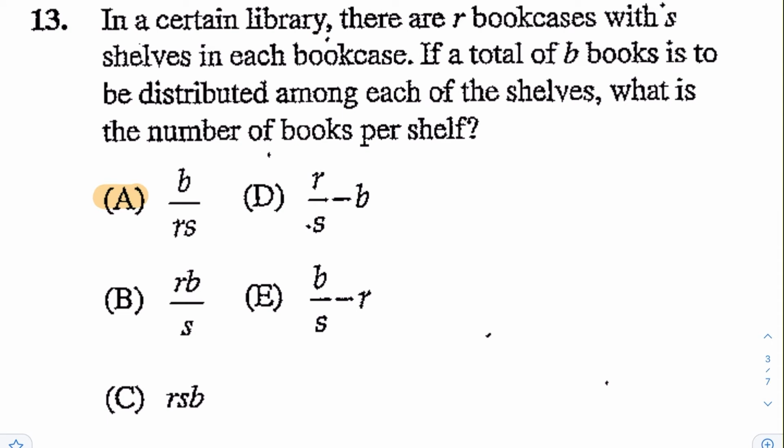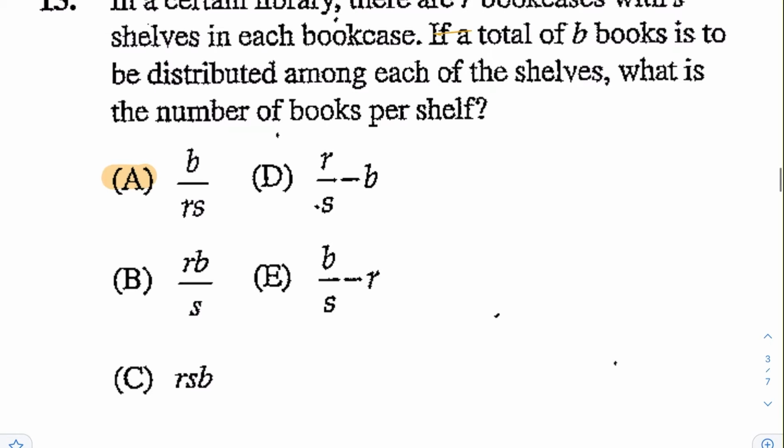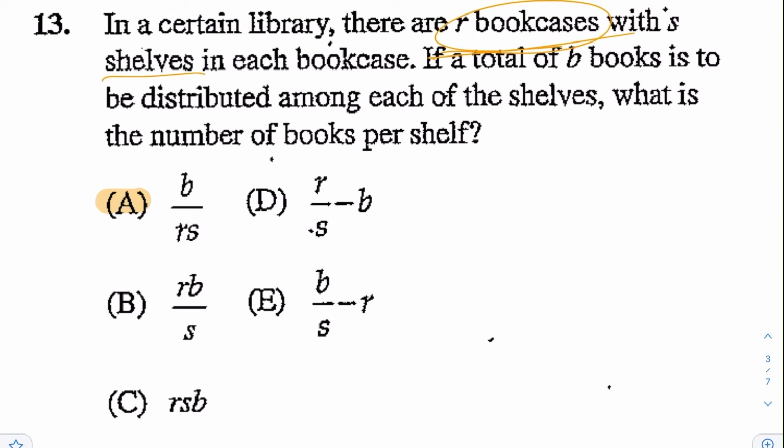All right, next for number 13. In a certain library, there are R bookcases with S shelves in each bookcase. If a total of B books is to be distributed among each of the shelves, what is the number of books per shelf? So here you can substitute these variables with random numbers, or you can just use algebra. So there are R bookcases with S shelves in each bookcase. So each means multiply or divide. In this case, it's going to be multiply because we want the total. So the total shelves is going to be R times S, because it's R bookcases, S shelves in each bookcase.